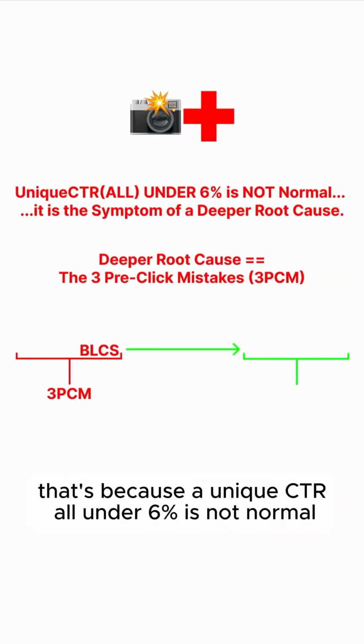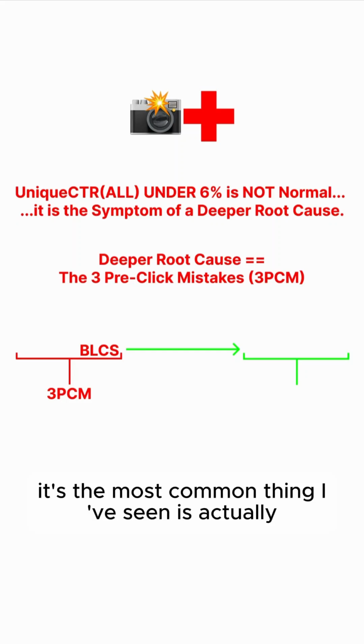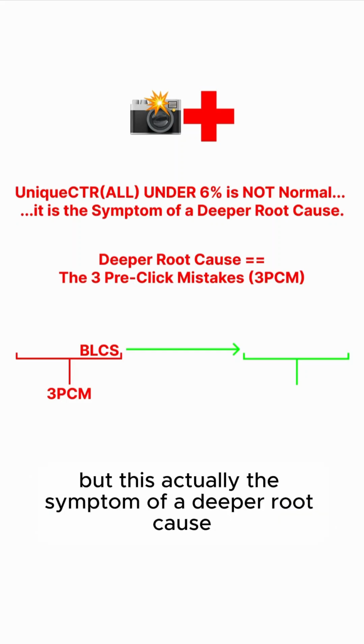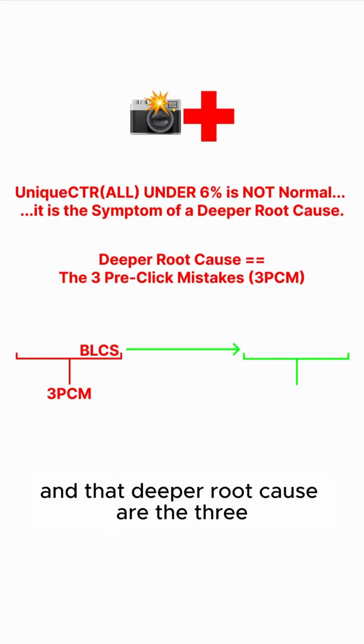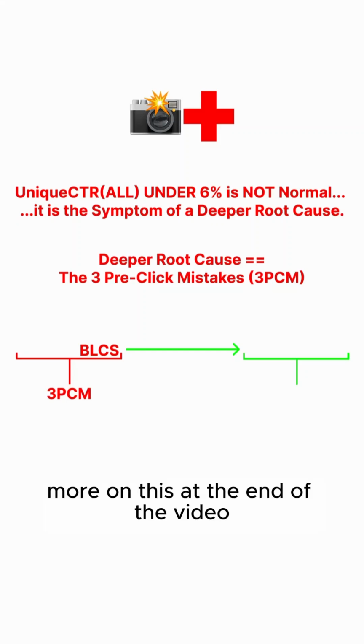That's because a unique CTR under 6% is not normal. Super common, it's the most common thing I've seen, but this is actually the symptom of a deeper root cause. And that deeper root cause are the 3 pre-click mistakes, the 3 PCM. More on this at the end of the video.